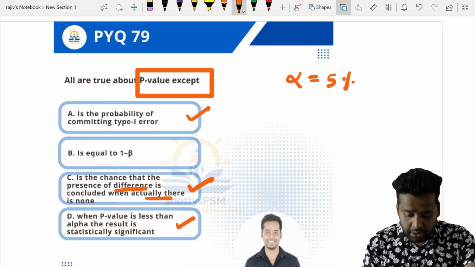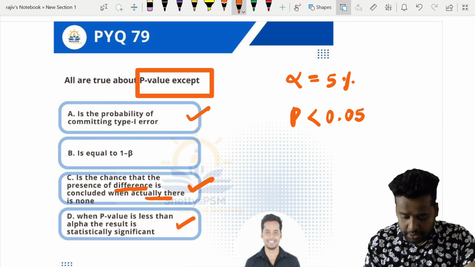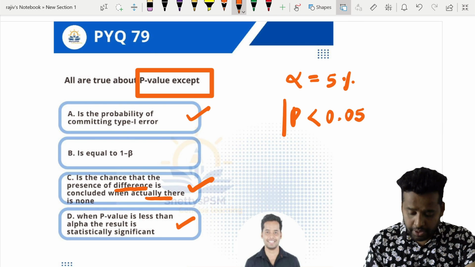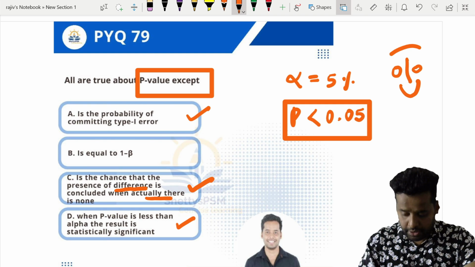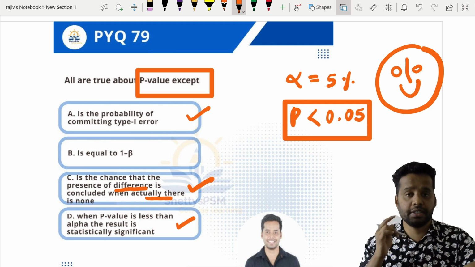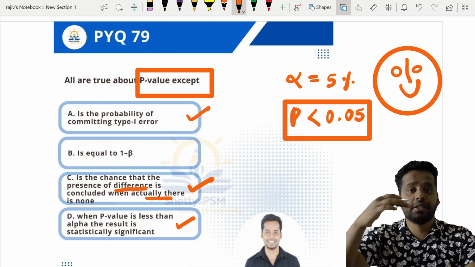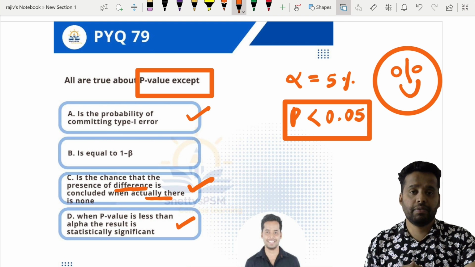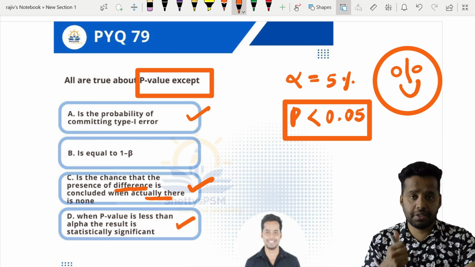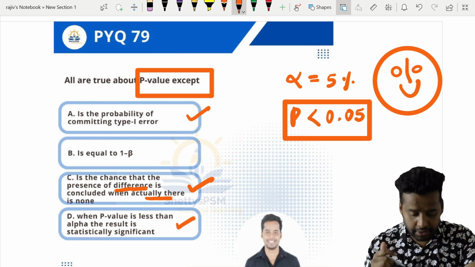P should be less than alpha. Always P should be less than alpha. That means less than 0.05, less than 5%. Then you can say that the results are statistically significant. How to say the results are statistically significant? The limit is alpha, most commonly used 5%. If the P is less than alpha given by the statistical test, your results are statistically significant.